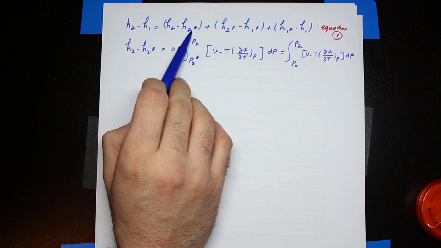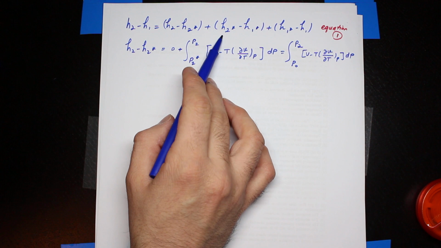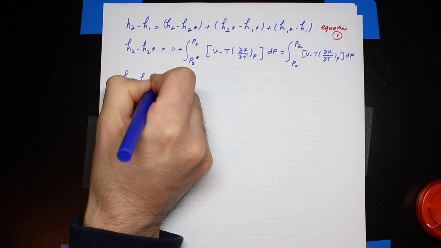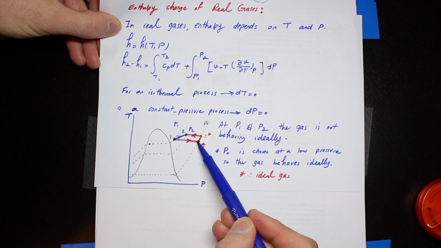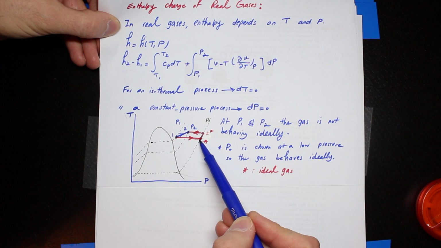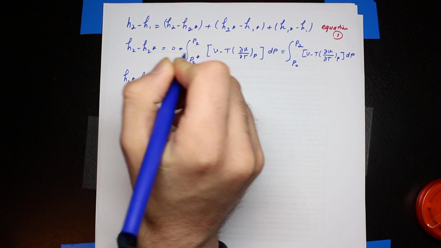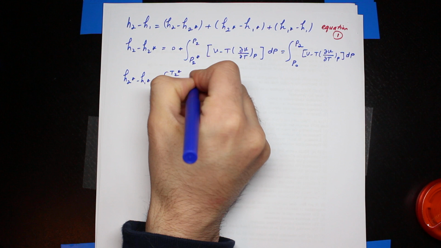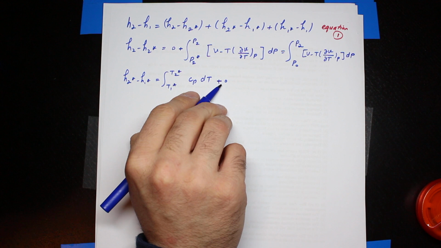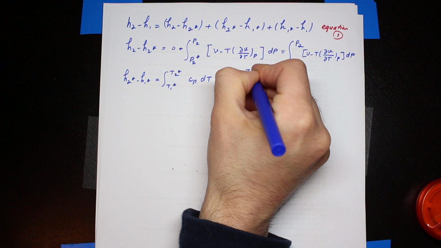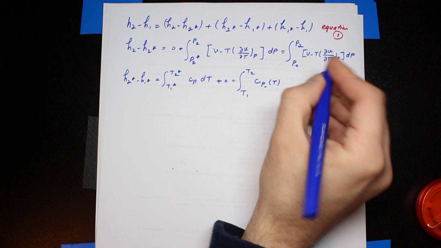Let me do the second term, and the second term is this one. So H2 star minus H1 star, but in the second term, we are going from this point to this point, so from 1 star to 2 star. And in this process, we are following a constant pressure line. So basically, our dP is 0. So that will be basically going from T1 to T2, and by the way, T1 star to T2 star, Cp dT, plus 0. So this 0 is for dP equal to 0. But because Cp is a function of temperature, I write it as going from T1 to T2, Cp0 as a function of temperature, dT.